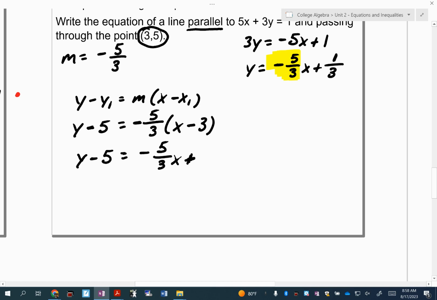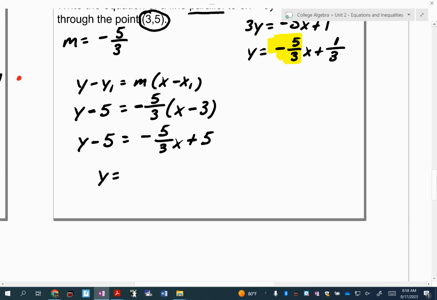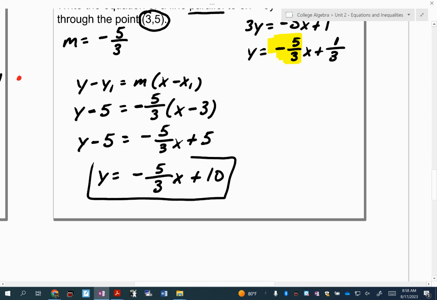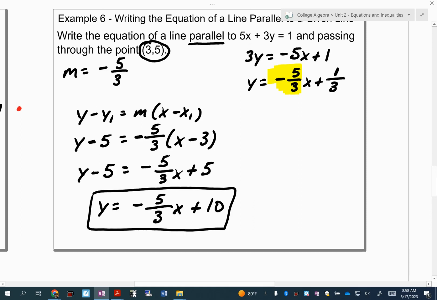And if you want to do what I did earlier in this lesson and think about simplifying across, the 3's will cross out, so you're left with just 5. Or you can multiply the numerator of 5 times 3 to get 15 divided by 3, which is 5. Doesn't matter, your choice. So now we have to get y by itself by adding 5 to both sides. And 5 plus 5 will give you 10.